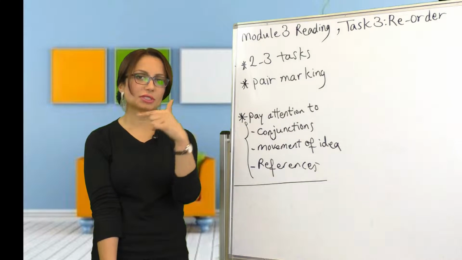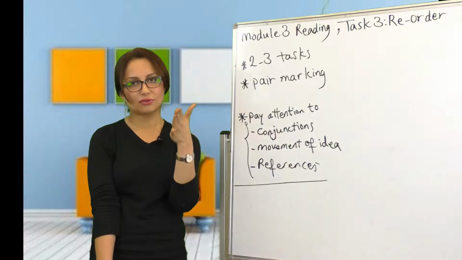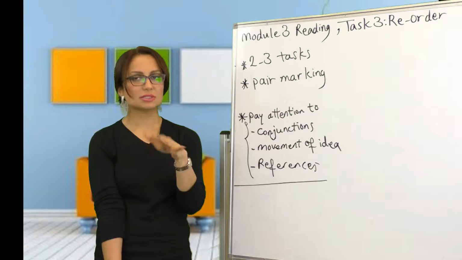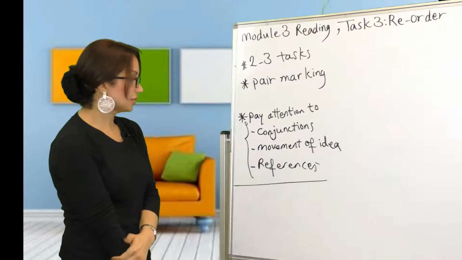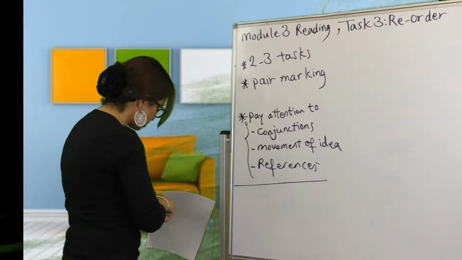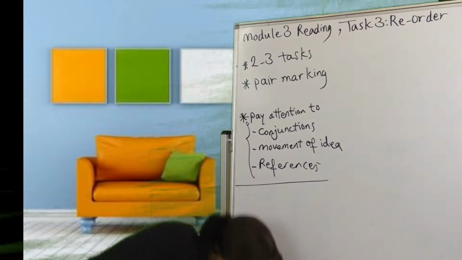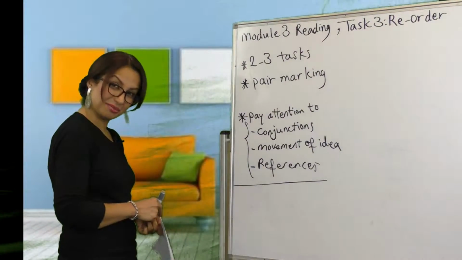You locate and put the sentences in the correct order, like which one should be first, and then next, and then third, fourth, and the last one. This is the reorder task, and you may be given 2 to 3 tasks of reorder in the PTE Reading Test. What is really interesting about the reorder test is its marking criteria, which is pair marking.